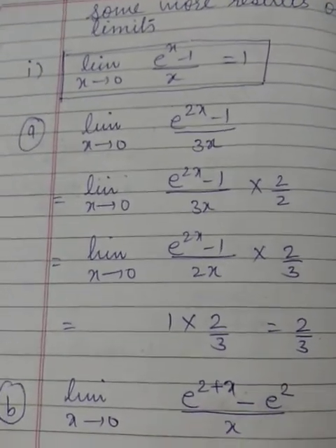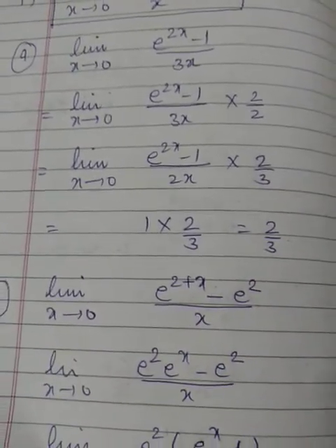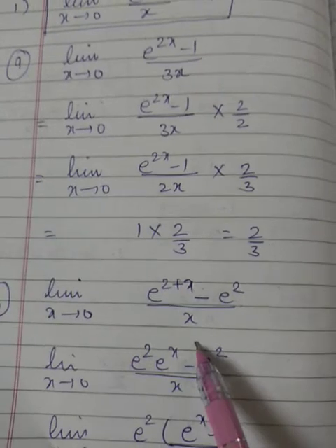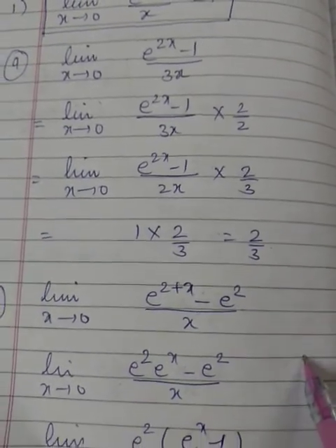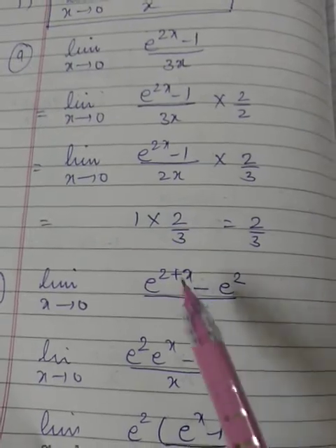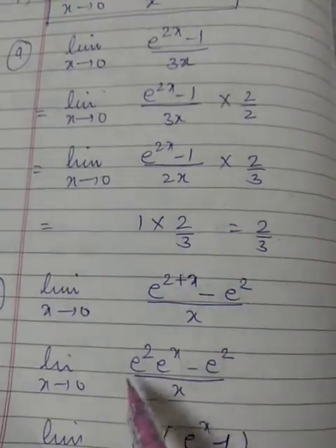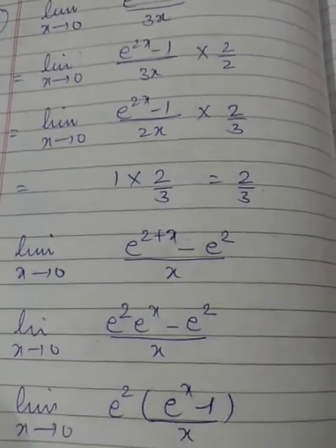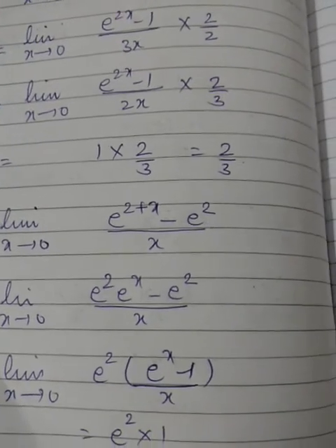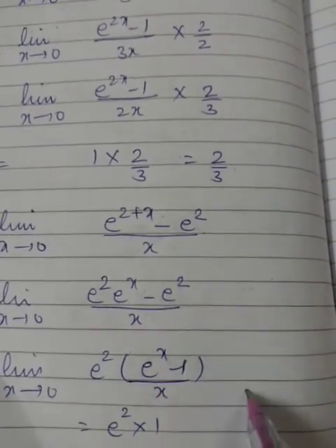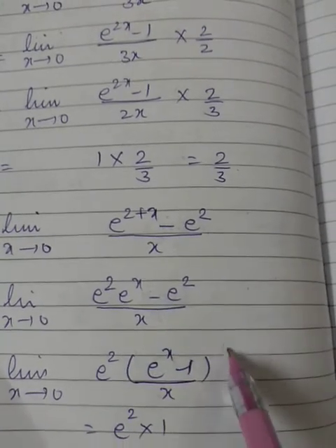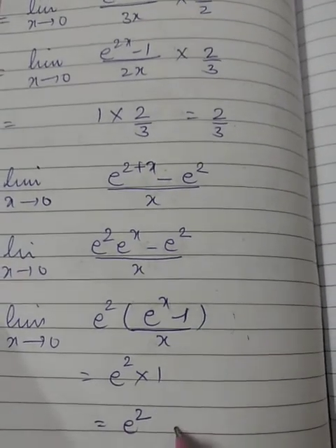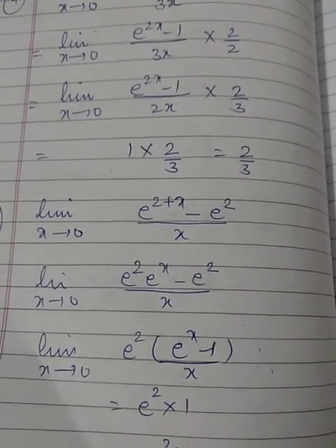Let us discuss one more example. This is limit x tending to 0 of (e to the power 2 plus x minus e square) upon x. When you substitute the limit, you get the 0 upon 0 form. Now how to solve it? We break e to the power 2 plus x into e square e to the power x, minus e square, upon x. When we take e square common, we get e square (e to the power x minus 1) upon x. Now this is the standard form. So e square into 1, and the final answer is e square. So this is the standard limit for the exponential.